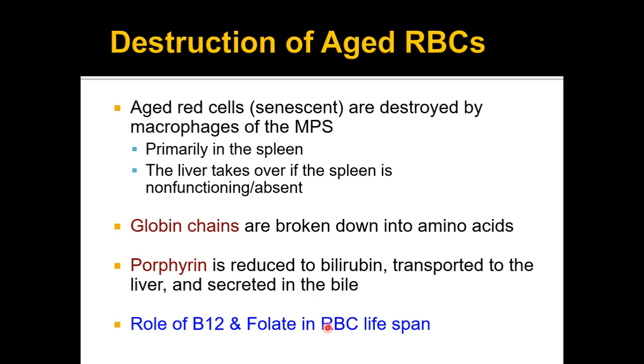And then just as another reminder here, we need adequate amounts of B12 and folic acid in order to maintain healthy red blood cells and proper hemoglobin synthesis. If there's not enough B12, for instance, then that can create red blood cell production problems that we'll look at when we talk about anemias. Same thing with folate.